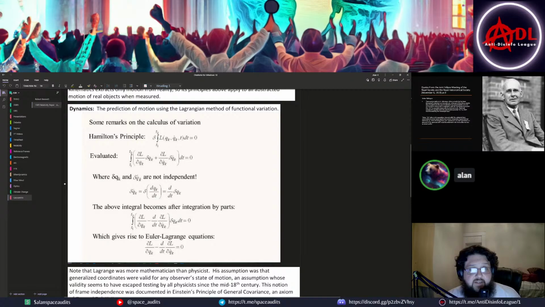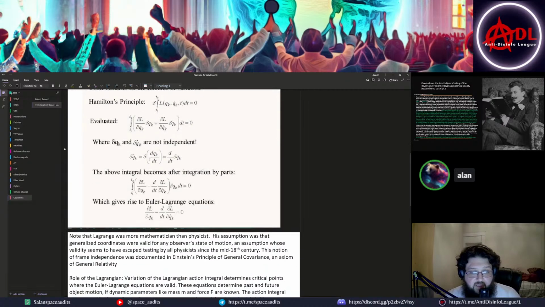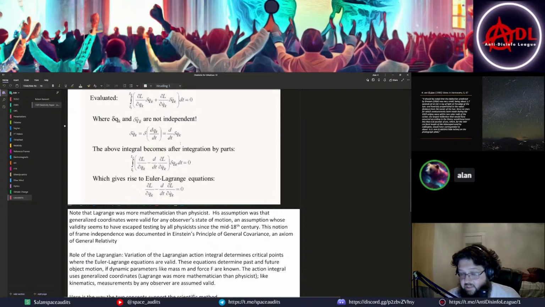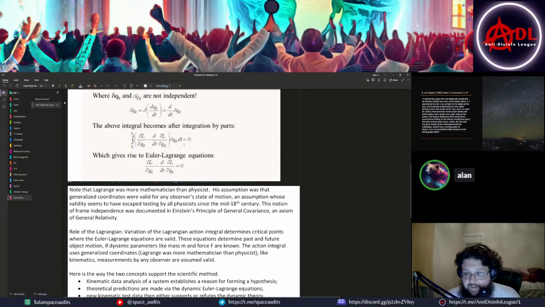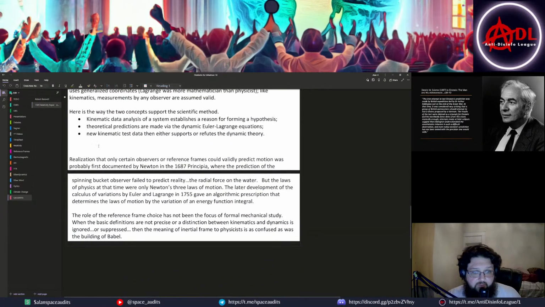So dynamics: the prediction of motion using the Lagrangian method and functional variation. So going through all this mathematics that I don't fully understand, they analyze the system and apply real, actual variables to make the predictions of motion, right? All right.